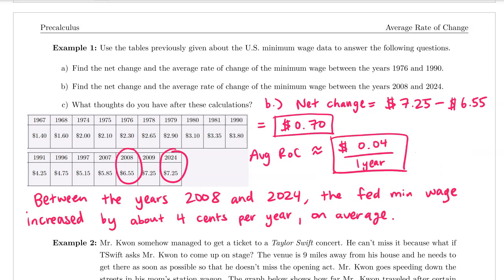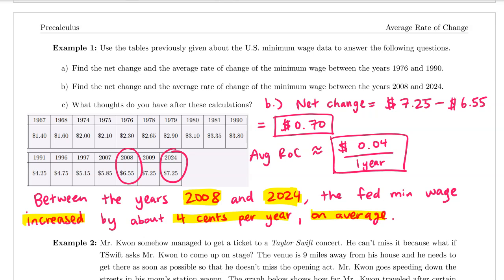Let's go ahead and write our final answer in the form of a sentence. We can say between the years 2008 and 2024, the federal minimum wage increased by about 4 cents per year on average. So I'm highlighting some really important keywords, and those are the things that we need in our final answer.